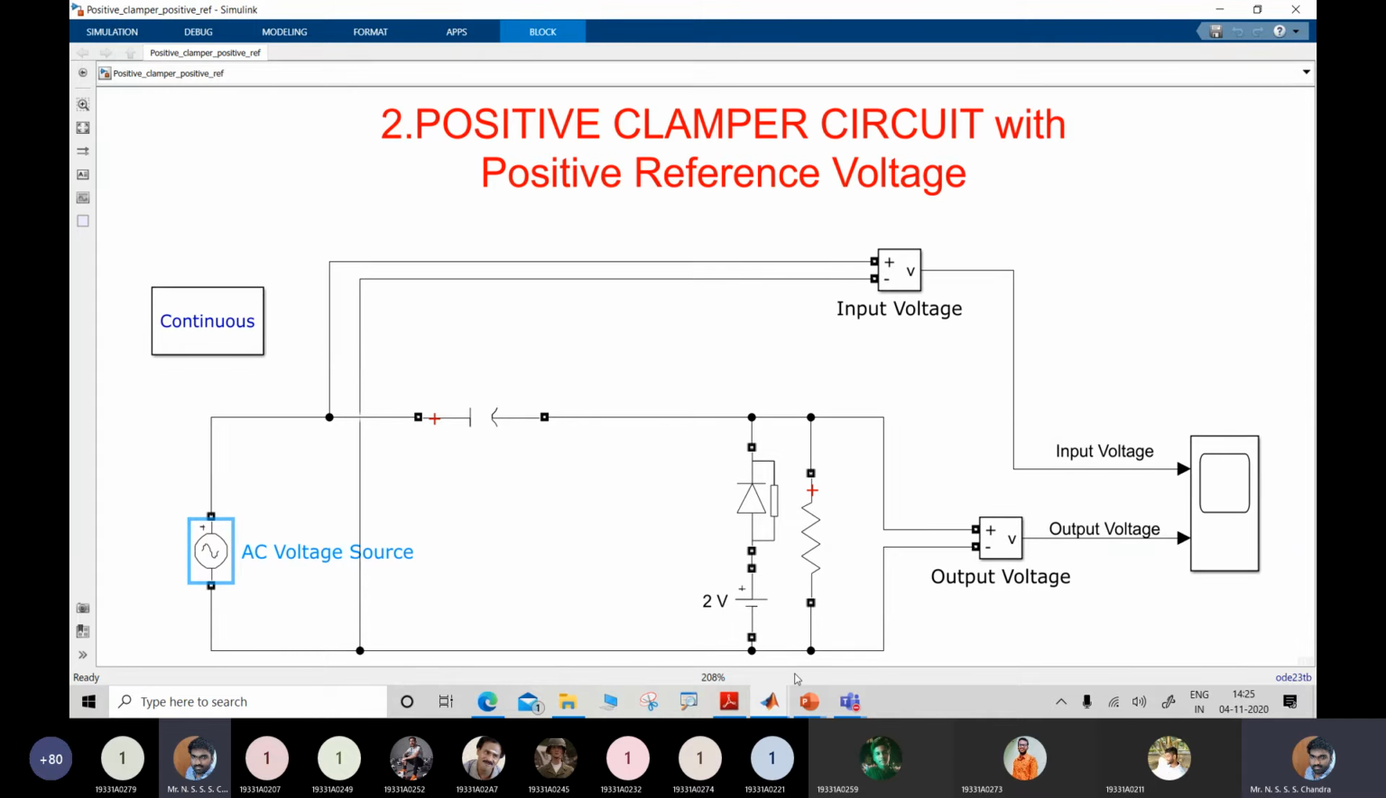So the positive peak voltage you observe in the output will be 10 plus 10 plus 2. So in the output voltage you will observe it as 22 volts.